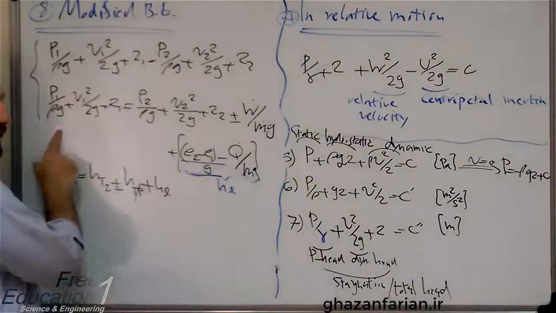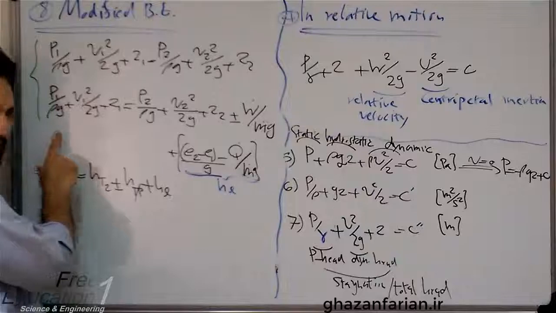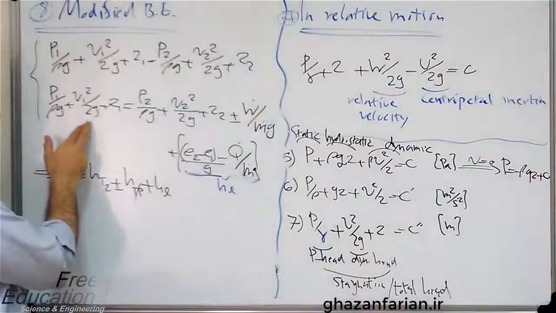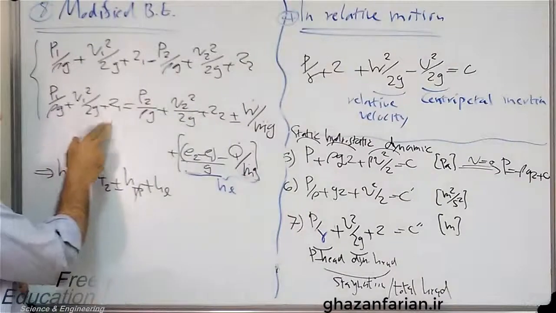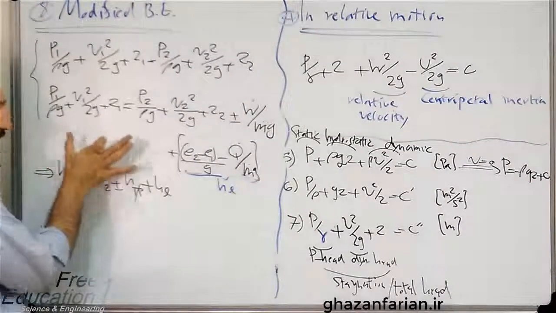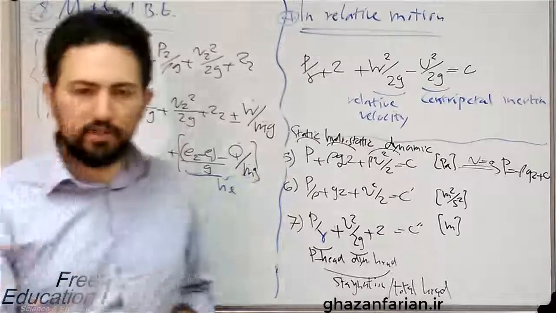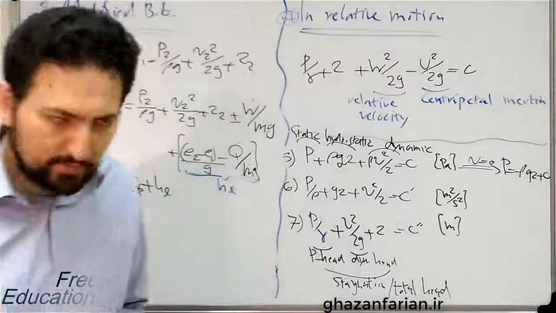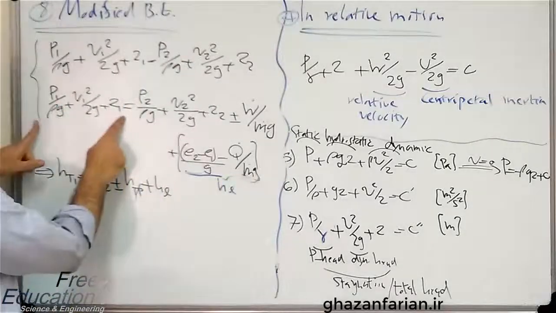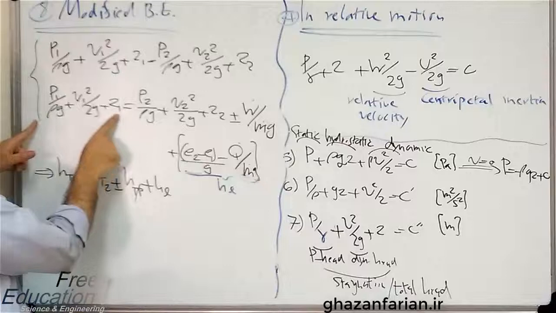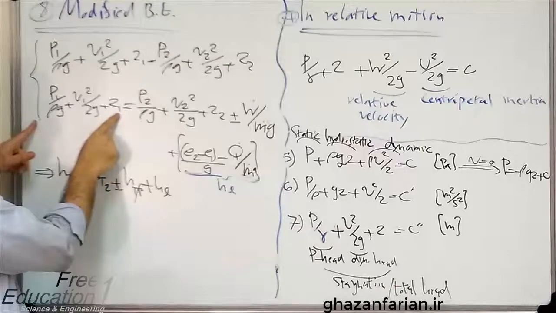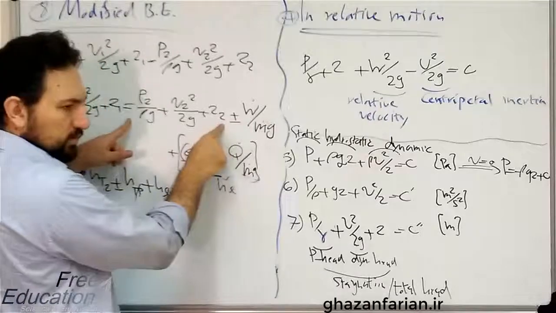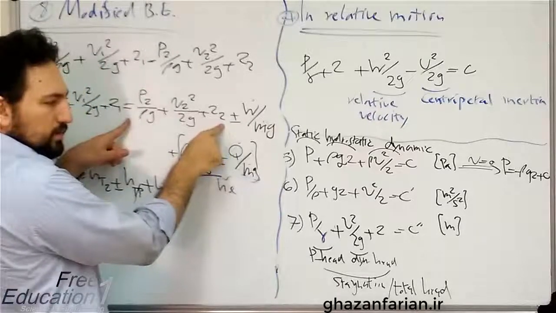The left-hand side, which is again written in the head form with the dimension of length, is the sum of the pressure head, the kinetic energy head or the velocity head, and the potential energy. This package is called the mechanical energy, or the total energy, or the mechanical head, or the total head. This is the content of energy in the input, which is shown by subscript 1, and this is the content of energy in the exit, for example, shown by the subscript 2.